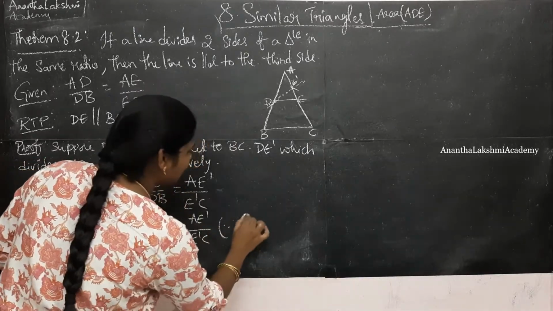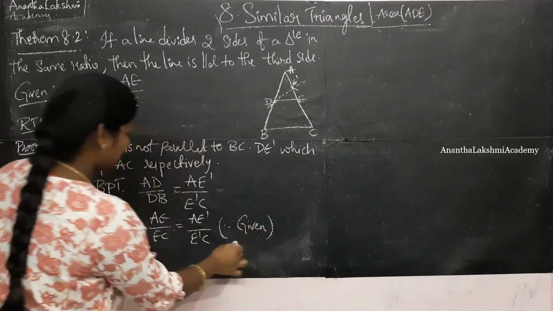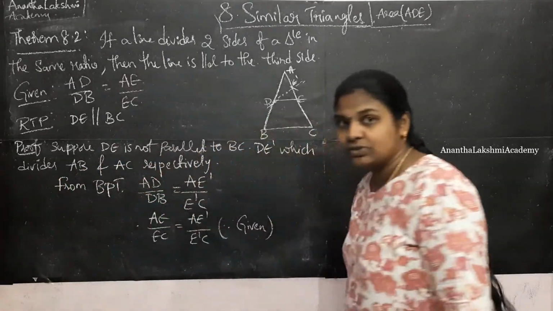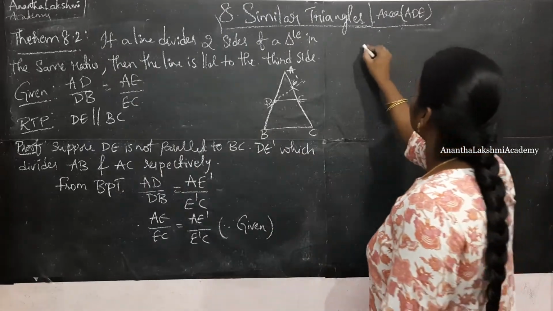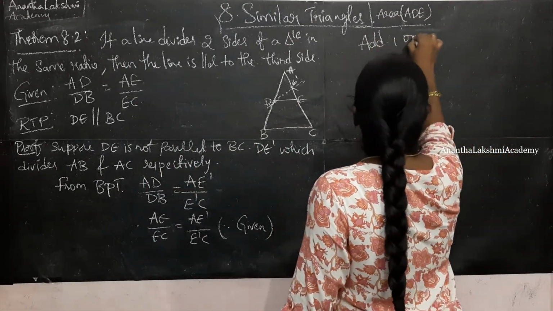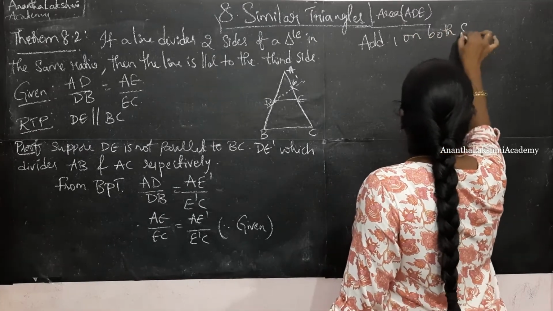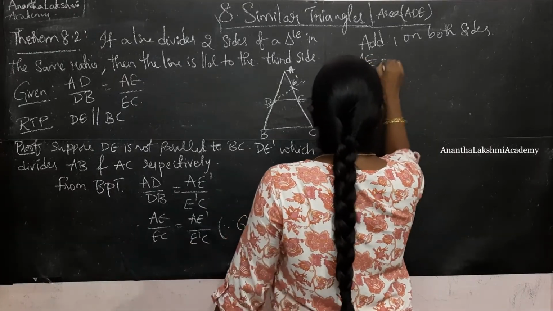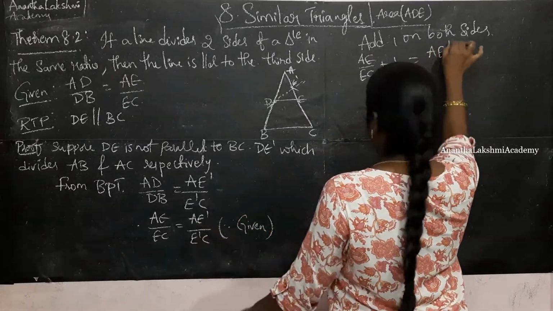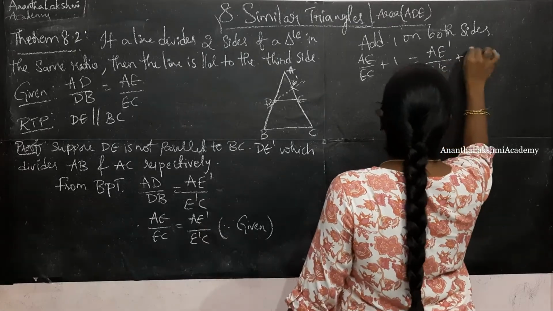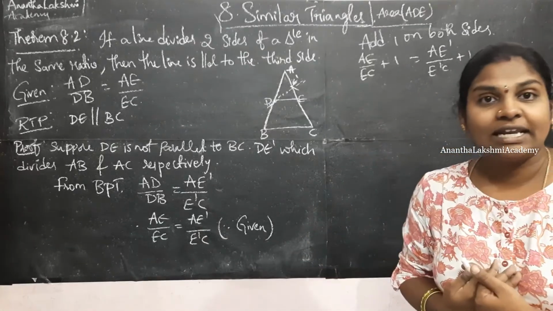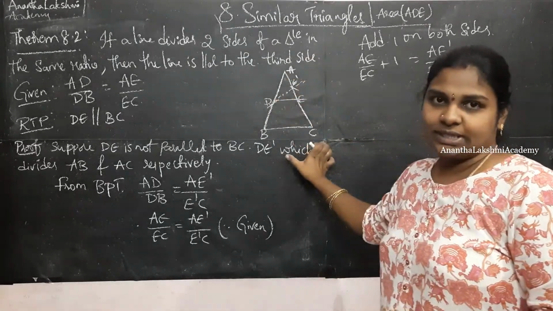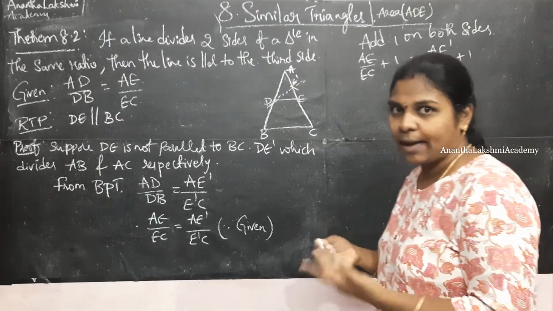Okay. Why did we write that? This is given. Since that is given, AD by DB is equal to AE by EC. So, now what I am going to do is, I'm trying to add 1 on both sides. Add 1 on both sides. How am I trying to add? AE by EC plus 1 is equal to AE dash by E dash C plus 1. Why am I going to add 1? Because we need to prove that this line is parallel to this. So let me show you how I am going to do that proof.